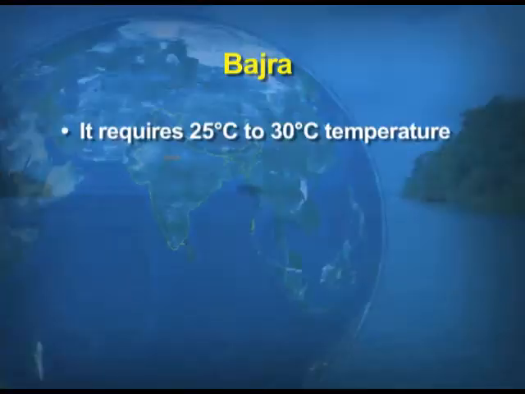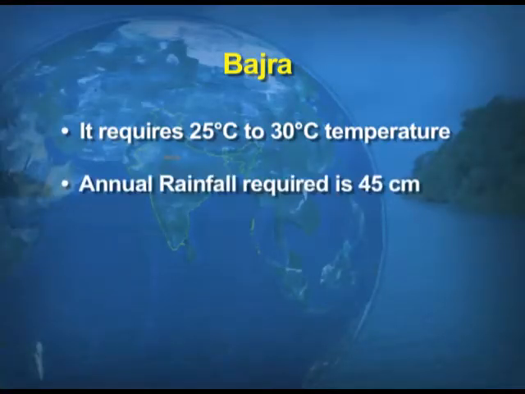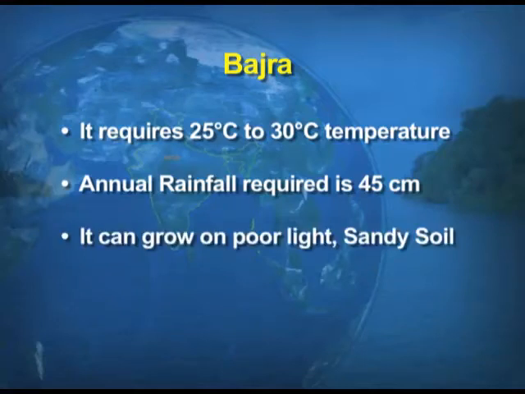For jowar also we have done, children, that is the crop which is both used as a food as well as fodder. The temperature conditions required are 25 degrees Celsius to 30 degrees Celsius, and the annual rainfall required is also very less, that is 45 centimeters only. It can grow on poor, light, sandy soil.